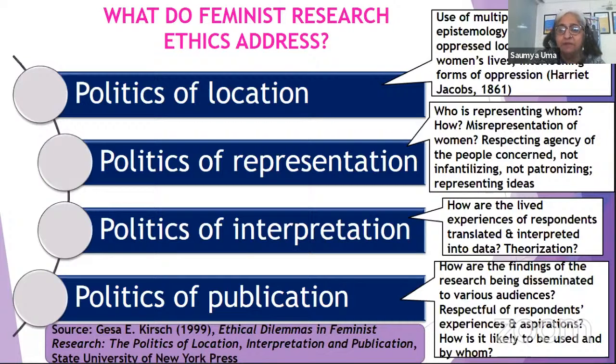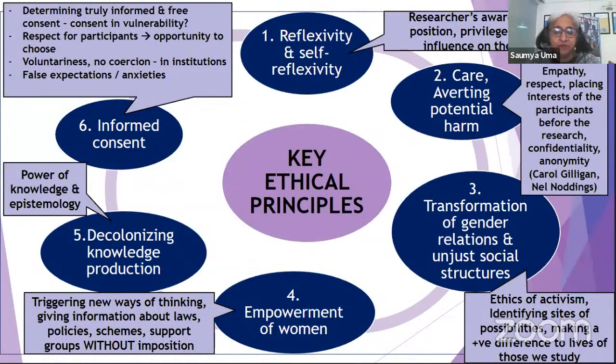The Hathras incident, for example, threw up a lot of questions about the politics of representation: who is representing whom, and how is the person being represented. Since there has been so much misrepresentation of women, which led to feminist research in the first place, how do we make sure that the participants' experiences are properly represented, and that they have the first agency and the researcher doesn't take away that agency? So those are some of the politics of research.